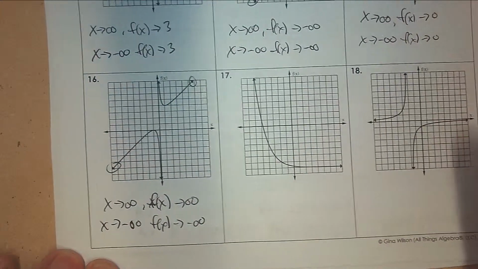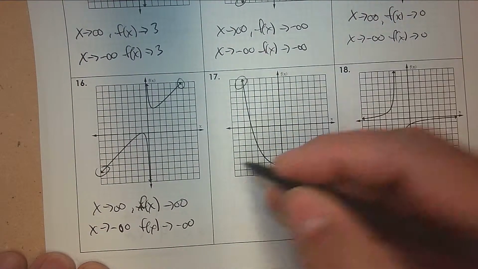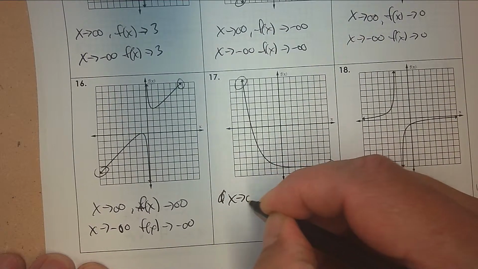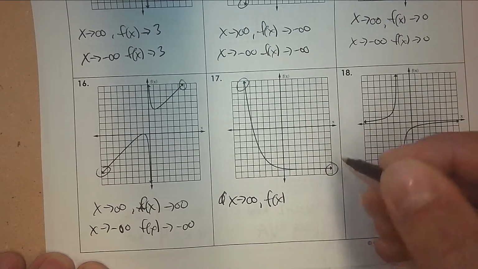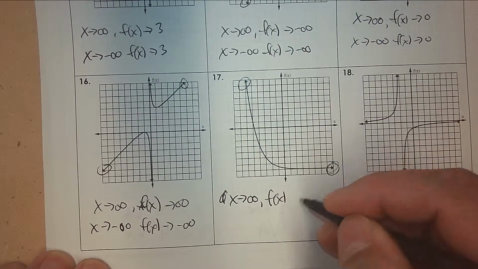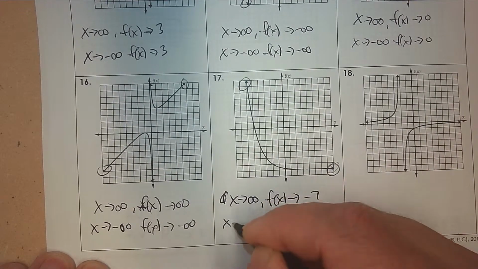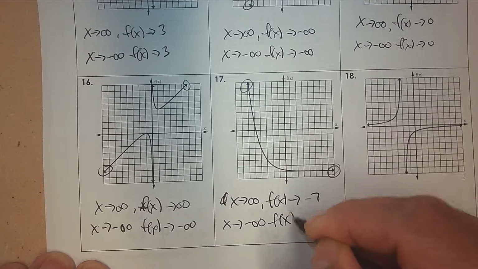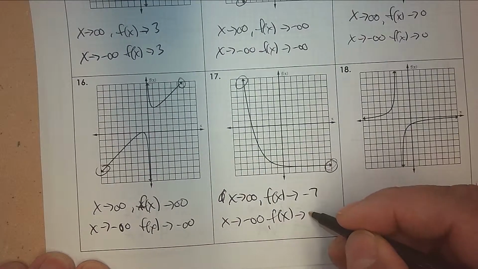Number 17, the right end and the left end. So the right end, that's as x approaches infinity, the function's going to a number. That number, as I count down, is -7. As x approaches -infinity, the left end is going to positive infinity.